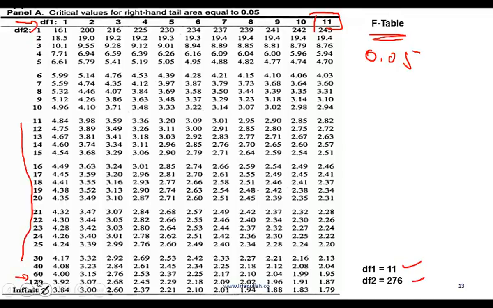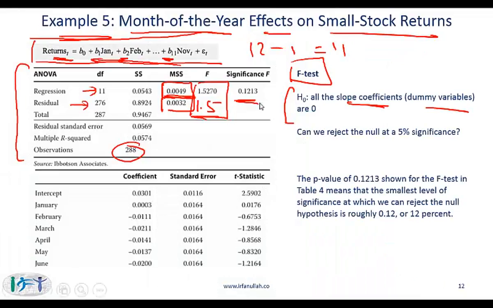We are at 120 and then we are at infinity. So the number to pick is somewhere between 1.87 and 1.79. Okay, so let's pick a number somewhere in between. We would probably be, let's say we are closer to 120. So since we are at 276, let's pick 1.85 roughly. So what is 1.85? This is the critical value.